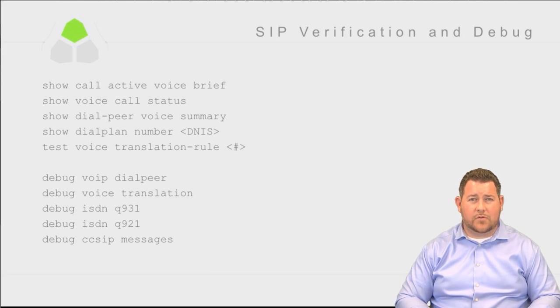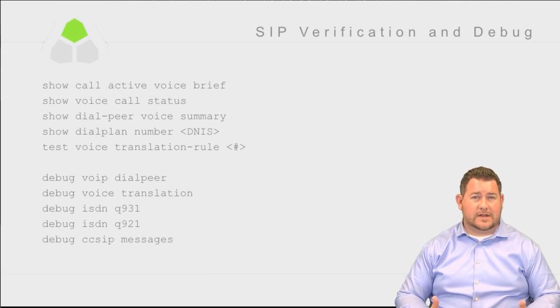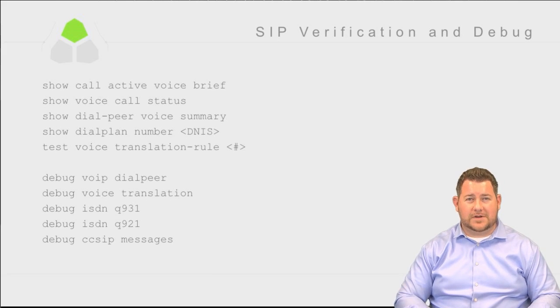Debug isdn q931 because that's going to be our ISDN debug, so we can see calls coming in, calls going out of the PSTN. Debug isdn q921, remember we talked about that as the layer 2, so we can verify that we actually have, first of all, layer 2 connectivity with ISDN in the first place. And then the last one is the debug to end all debugs as far as the CCIE Collaboration lab is concerned. It is the debug ccsip messages command.